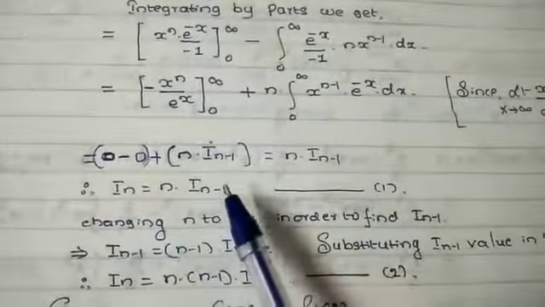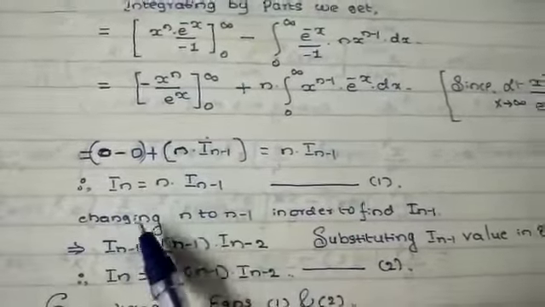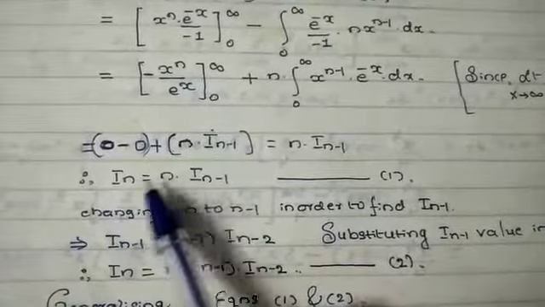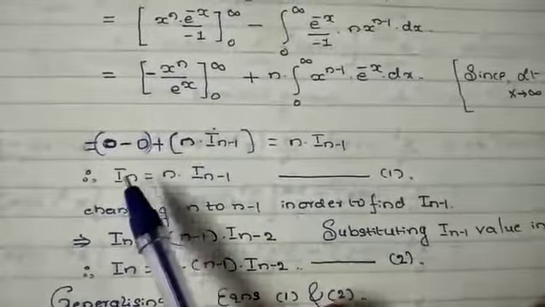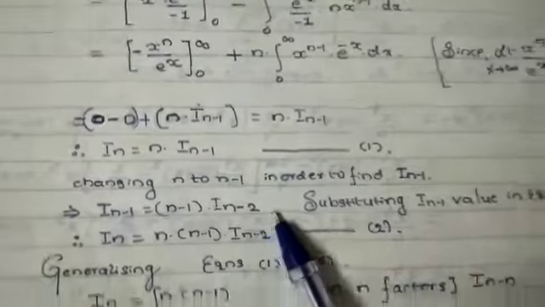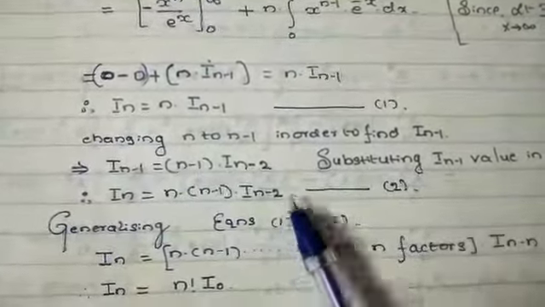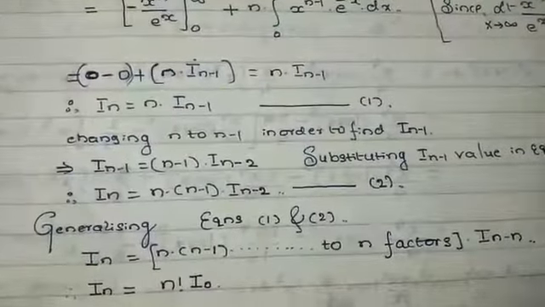But here I_(n-1) is there, so in order to calculate I_(n-1), put n equals n minus 1 in this equation. So we get I_(n-1) in terms of I_(n-2), and in order to find I_(n-2), we get I_(n-3). Like that, this series continues up to n number of terms.